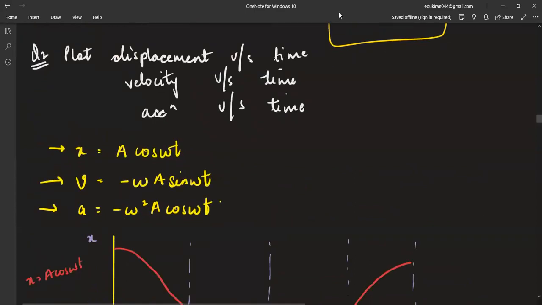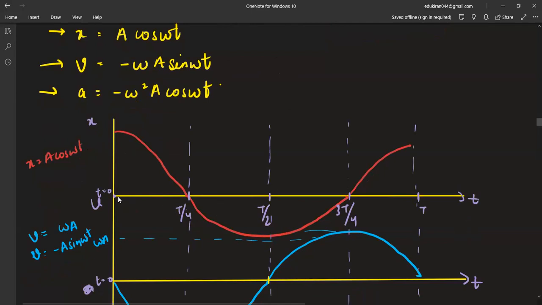Write it down. I can take x as a sine omega t also. Yes, we can take x as a sine omega t also. But then you have to mention which you are taking, starting from the extreme or from the mean position. If you're taking x as a sine omega t, then like this you will draw from here.